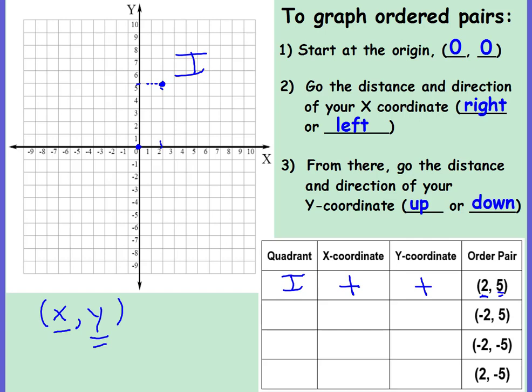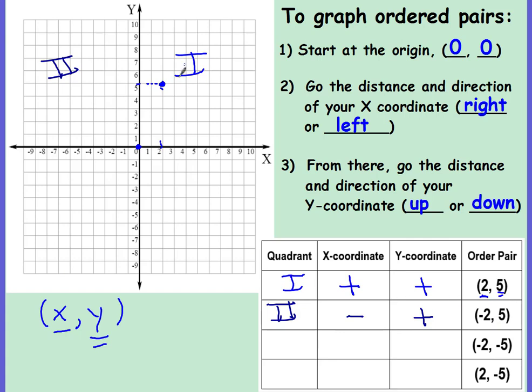So I'm going to change colors and we'll do the next example. This time our x is negative and our y is positive. So looking on the x number line, the negatives are to the left of 0 and the positive y's are still above 0. So this would be quadrant 2. This point would lie in quadrant 2.